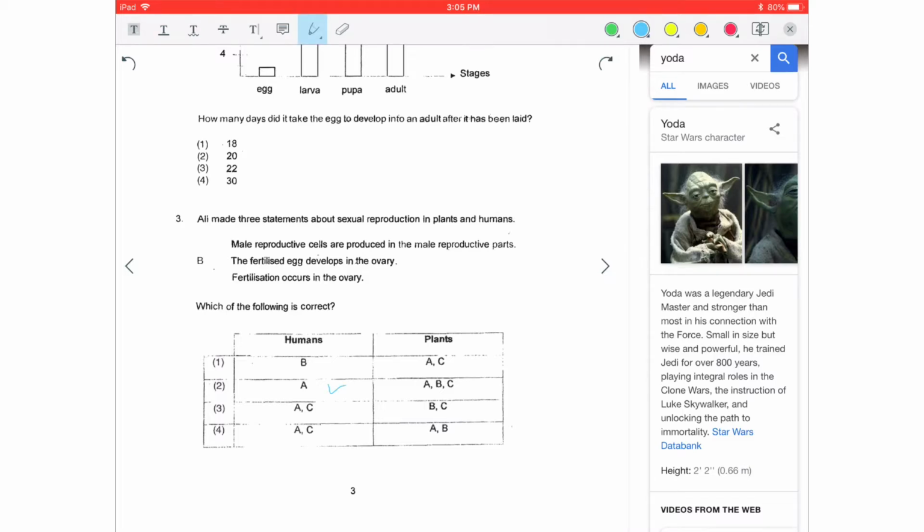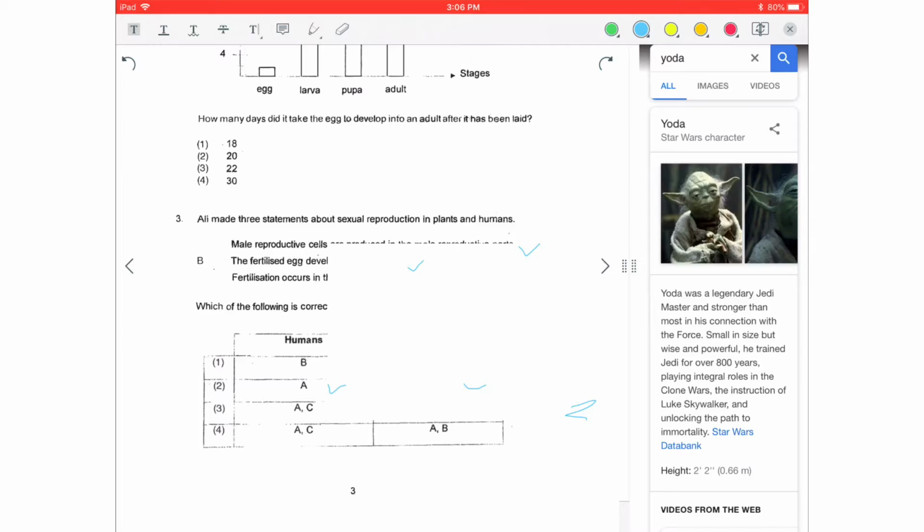So that's true. So fertilized egg develops in the ovary. That's true as well. Yep, develops in the ovary. So A. Okay. So B is correct as well. But how about plants? Are the male reproductive cells produced in the male reproductive parts? It's true for plants as well, right? So the answer is 2. Okay, fertilization occurs in the ovary. It's not true in humans. It's only true in plants. Next.